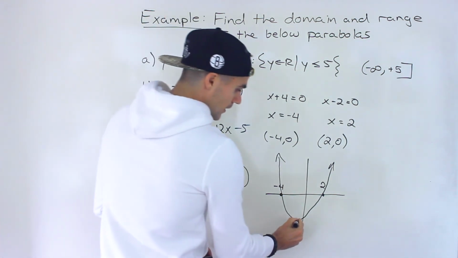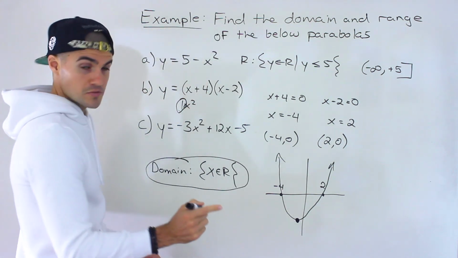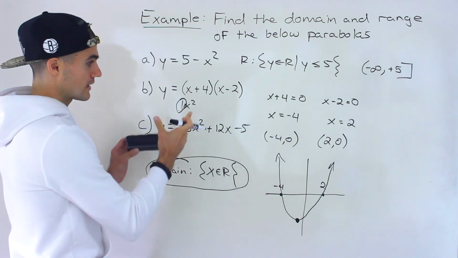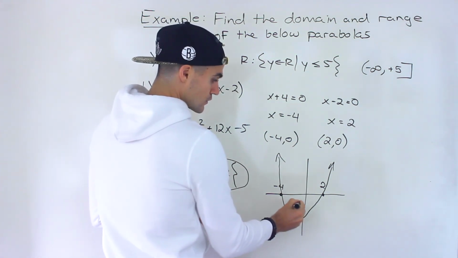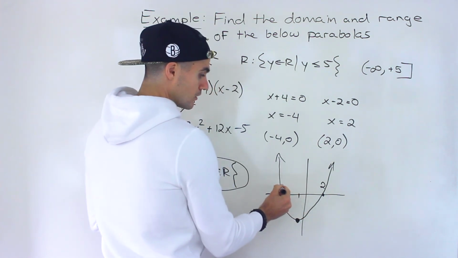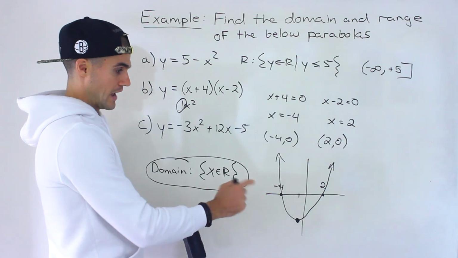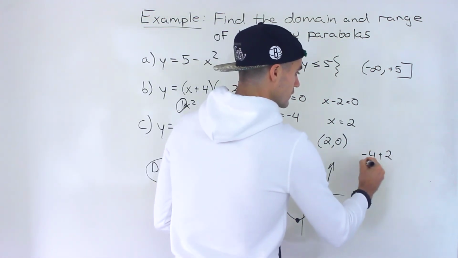What we want though is this over here. We need the vertex value, more specifically the y value of the vertex in order to get the range. So the way we can get that is the x value of the vertex is always going to be in the middle of the two x-intercepts. And we have the two x-intercepts, -4 and 2, so what we could do is just add them and divide by 2.